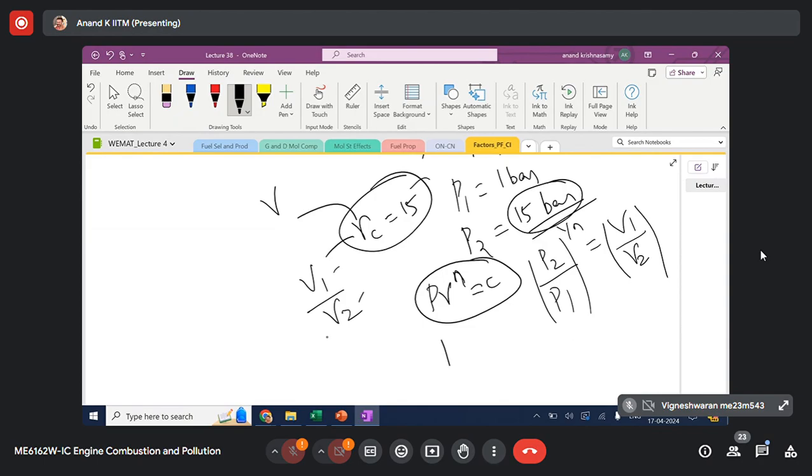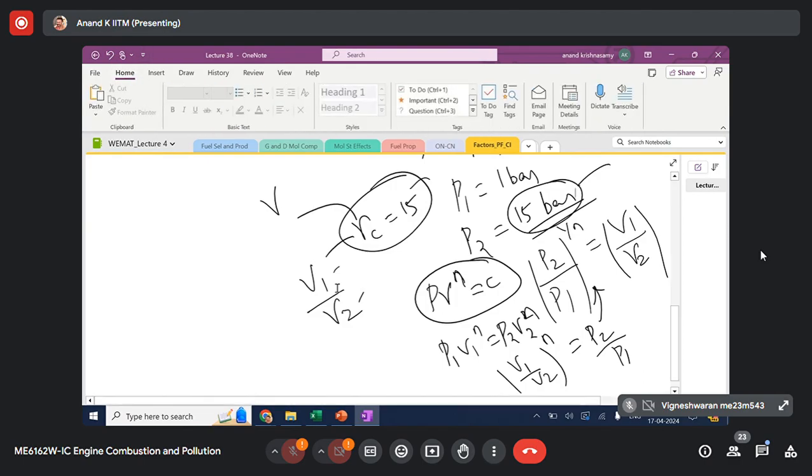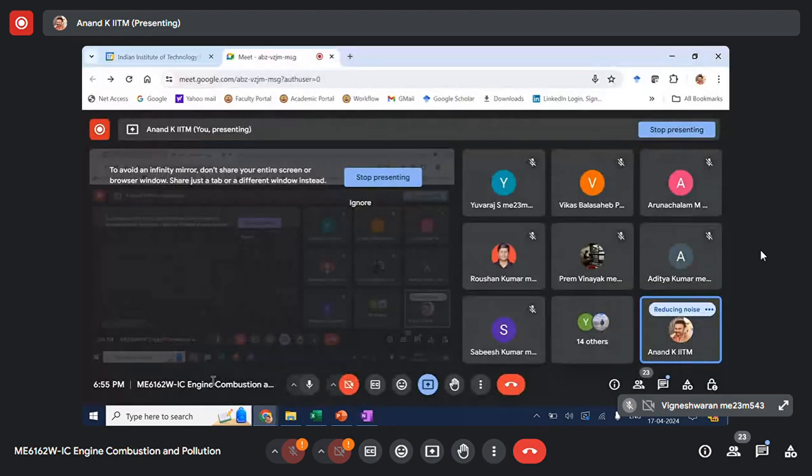Understood, sir. So in fact, it is P1 V1^n equal to P2 V2^n. So (V1 by V2)^n is equal to P2 by P1. So that is how you get into this. Based on the value of n, your final pressure is going to be different. Understood, sir. Thank you so much. Okay. Anything else?